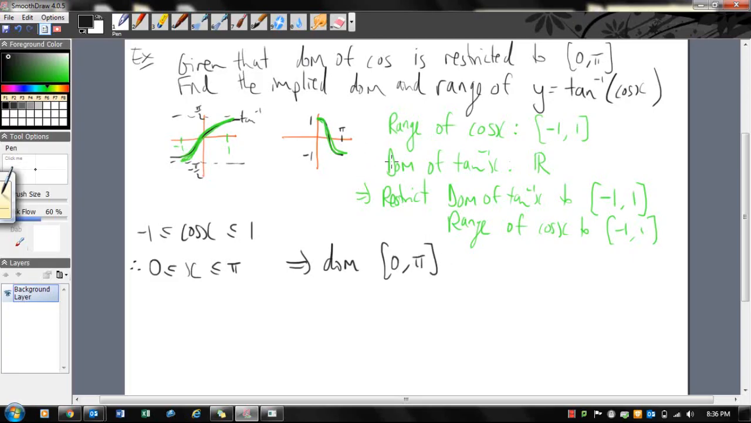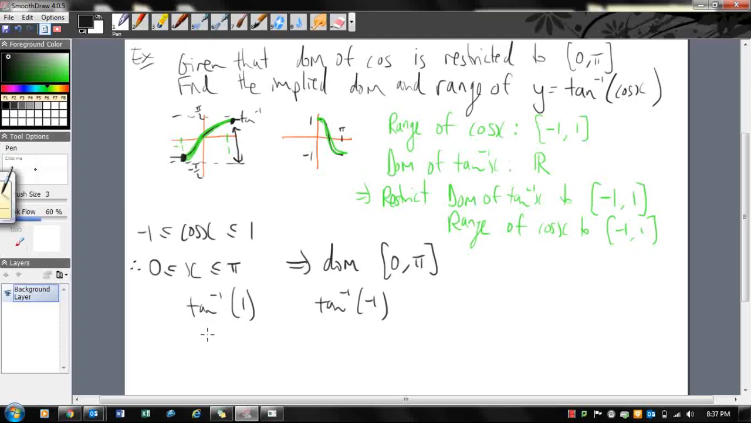Okay, so for my range, we need to look at this graph. My tan is now only defined from here to here, and so I need to figure out what my range is. In other words, what is this from there to there. We don't actually know these points, but basically the range is going to be between tan negative 1 of 1 up here, so that'll be that point there, and tan negative 1 of negative 1, so that'll give us that point down here. So let's just figure that out.